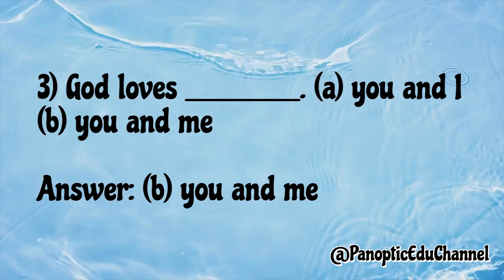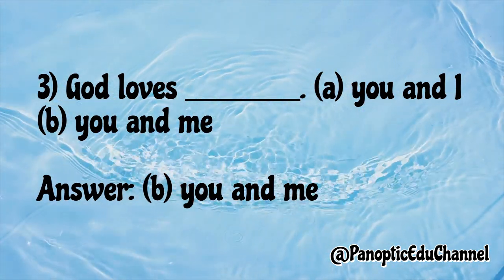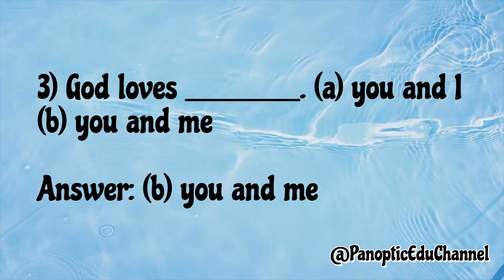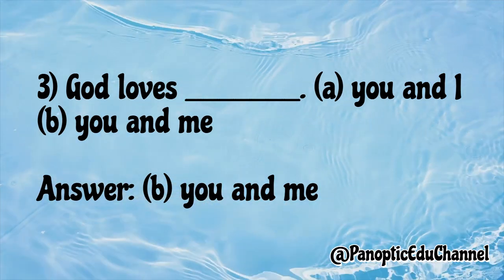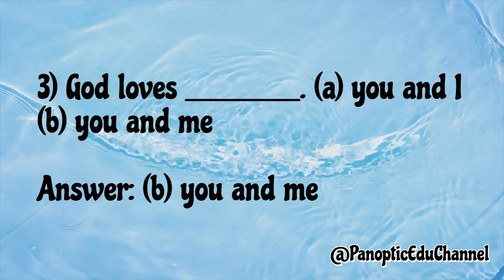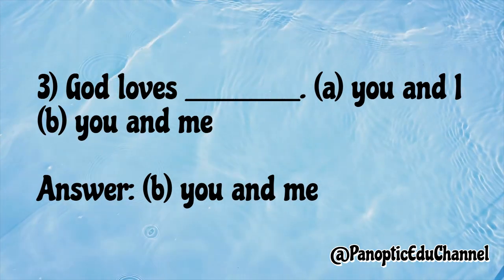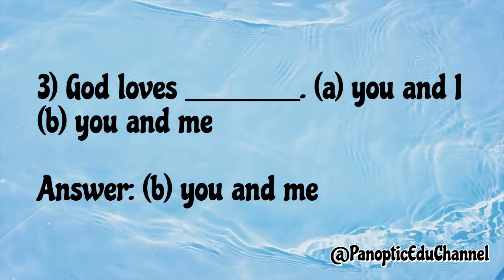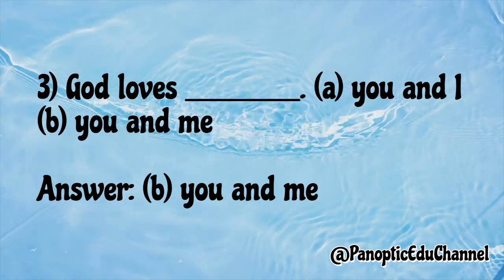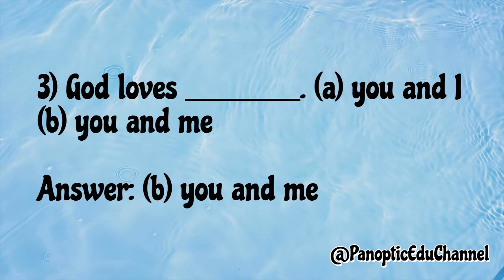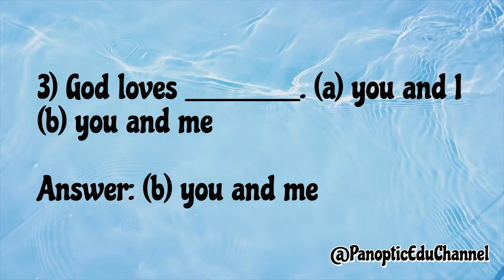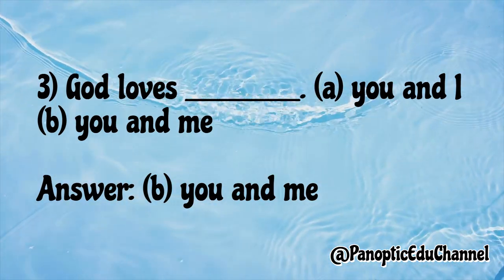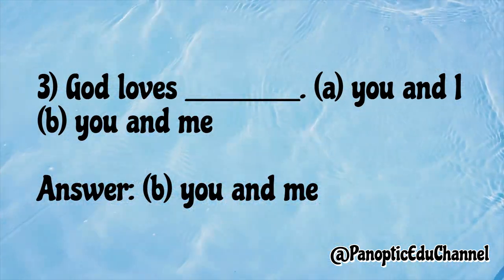God loves you and I or God loves you and me? The answer is God loves you and me. This is because loves is a verb that should take either an object or a set of objects. And if we use the layman's rule, we can separate the two of them by saying God loves you and God loves me. Therefore, if we put them together again, we have God loves you and me.